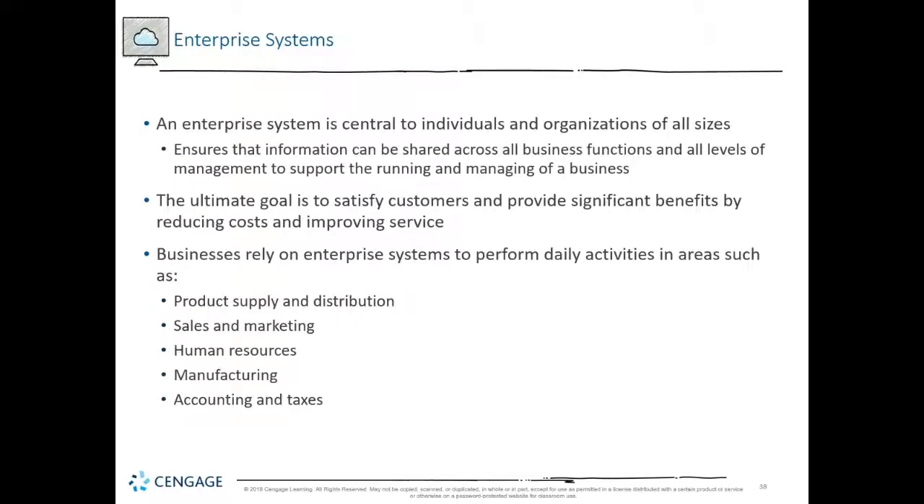Enterprise systems. An enterprise system is essential to individuals and organizations of all sizes.